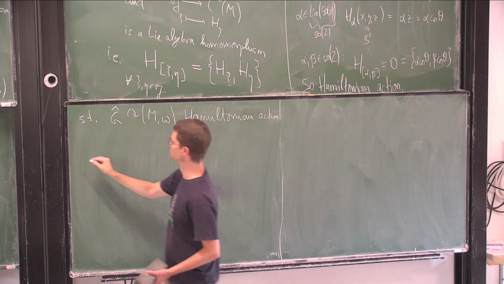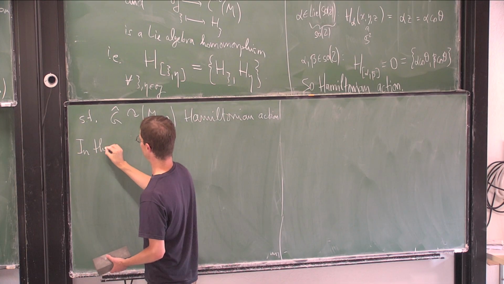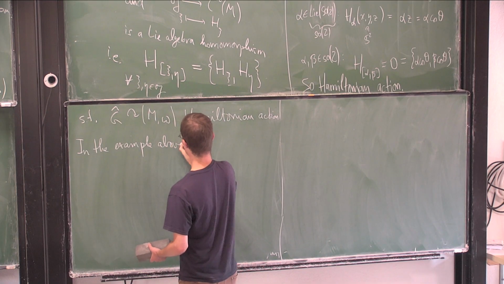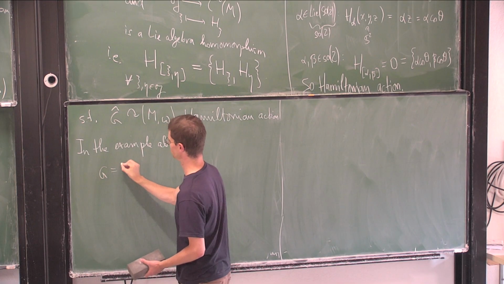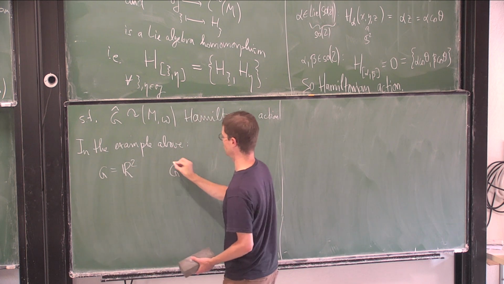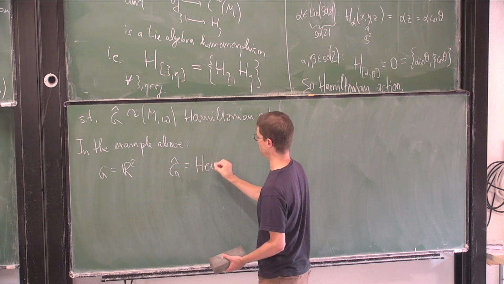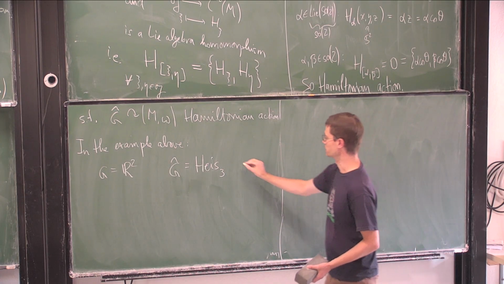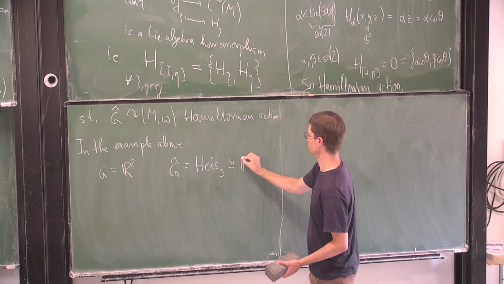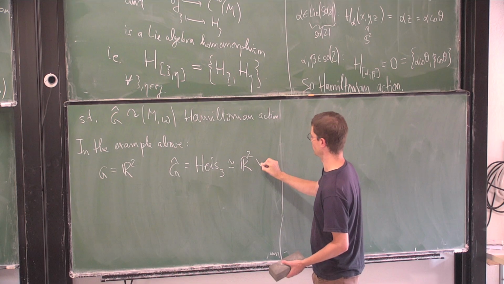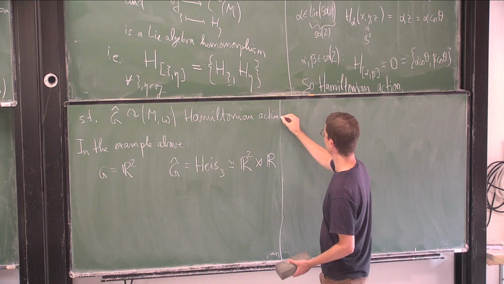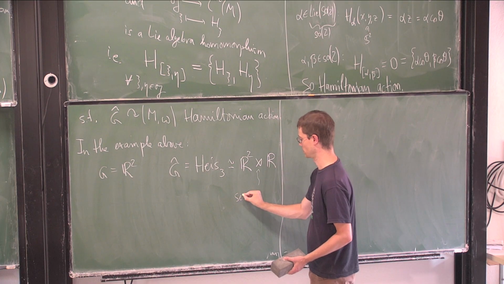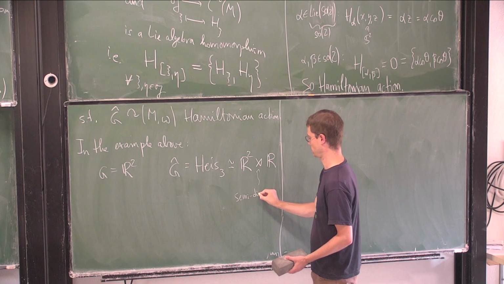And in the example above, you would actually get G is R2, and G hat is the Heisenberg group, which is R2, well, it's a semi-direct product with R. It's not a direct product, it's a semi-direct product.